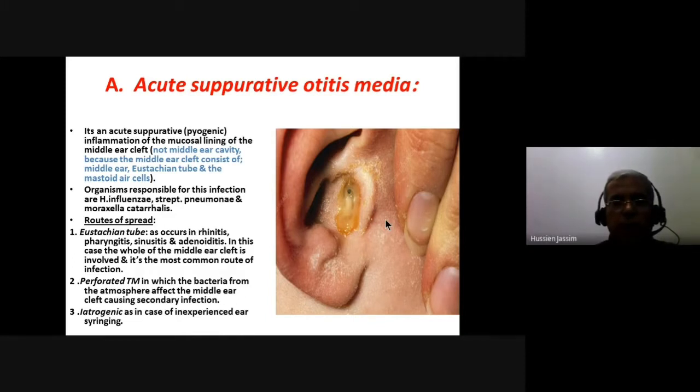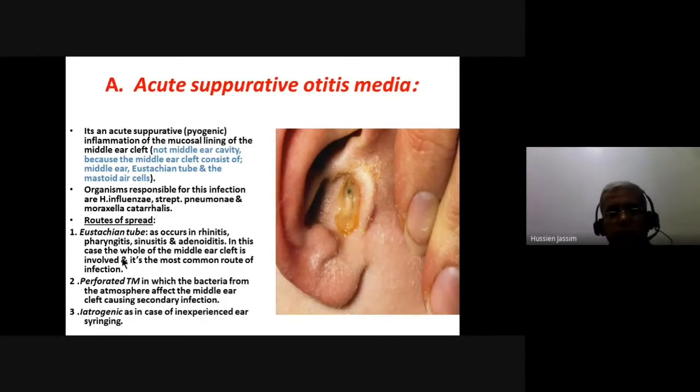The middle ear cleft means we are talking about not only the middle ear cavity, but the Eustachian tube and the mastoid air cells. This is a system for ventilation of the ear, especially the middle ear. The organisms responsible are usually H. influenzae, Streptococcus pneumoniae, and Moraxella catarrhalis. These are the usual bacteria for this disease.